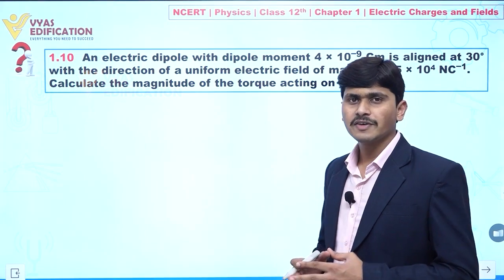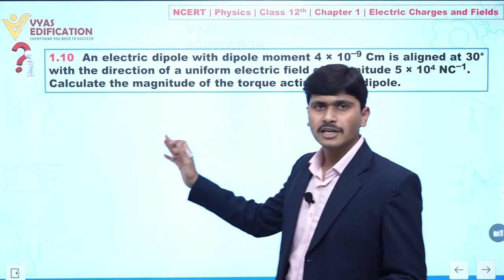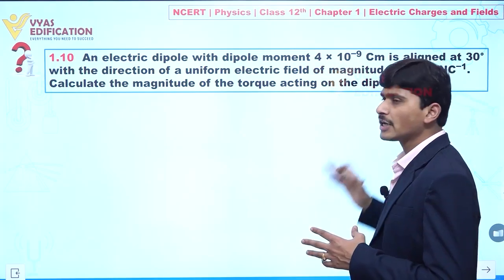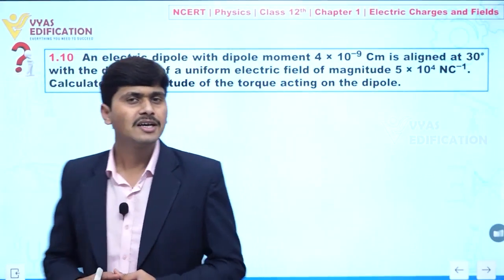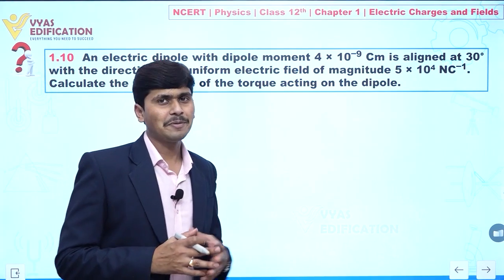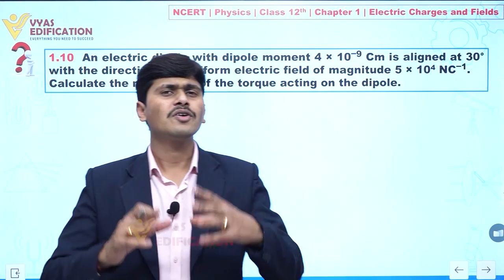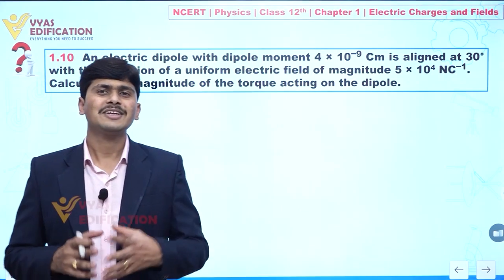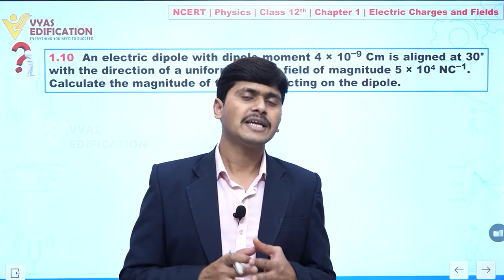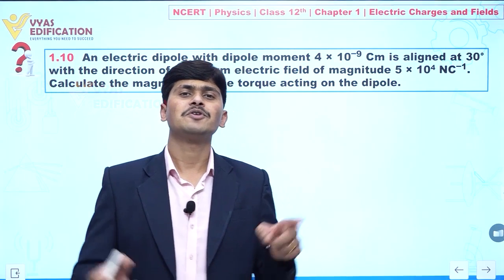In this question it is given: an electric dipole with a dipole moment is aligned at 30 degree with the direction of a uniform electric field of magnitude 5 into 10 to the power 4 Newton per coulomb. Our objective is to calculate the torque acting on the dipole. You know the formula of torque. When does torque act? When two forces act along different lines of action, they produce a torque.